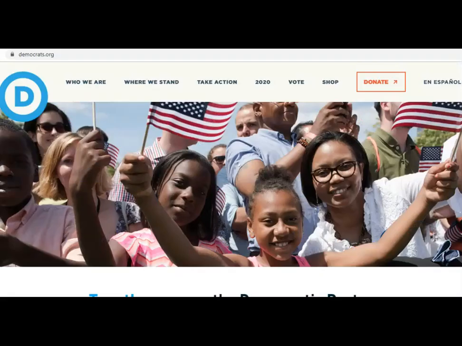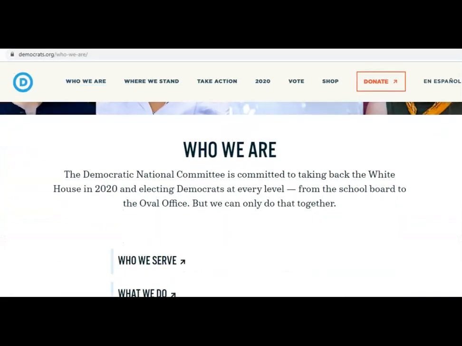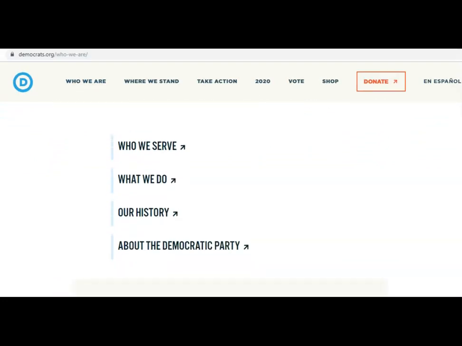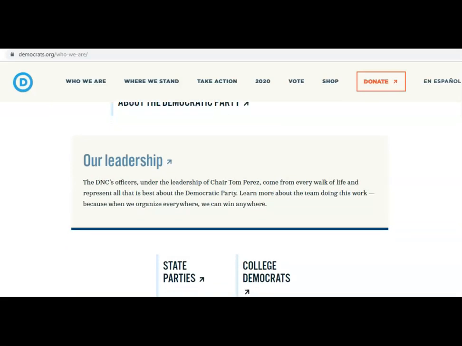Facebook. You could also go to the Democrats.org website. You'll notice that's up here at the top in the screen, and you could figure out who the Democrats are and what they're looking to do. You could also, of course, find out about the history of the Democrat Party, the leadership. I didn't even know this, but the entire Democrat Party is under the leadership of this guy, Tom Perez.